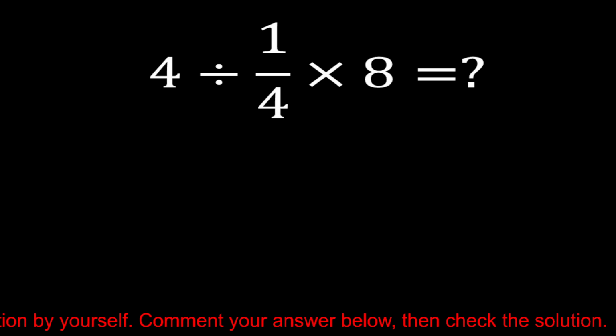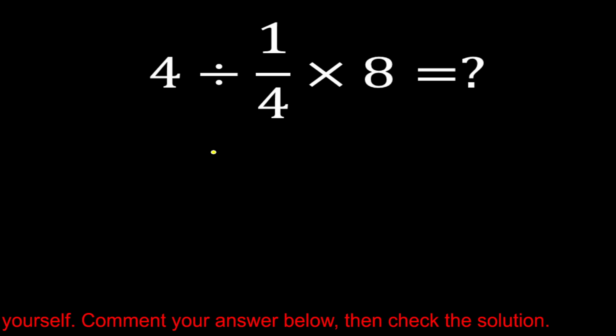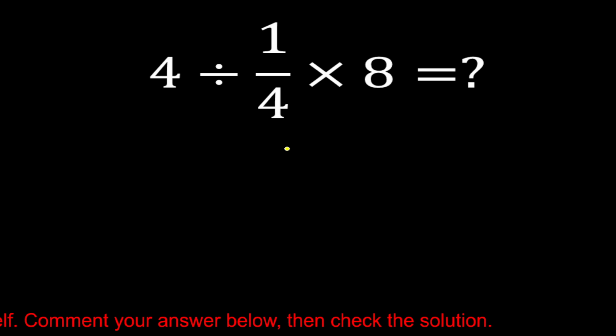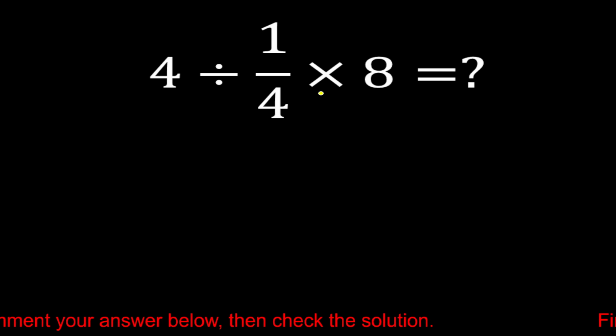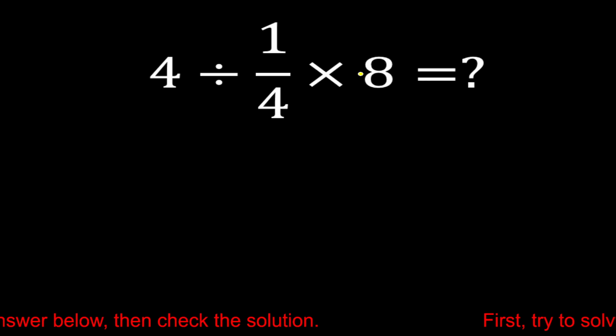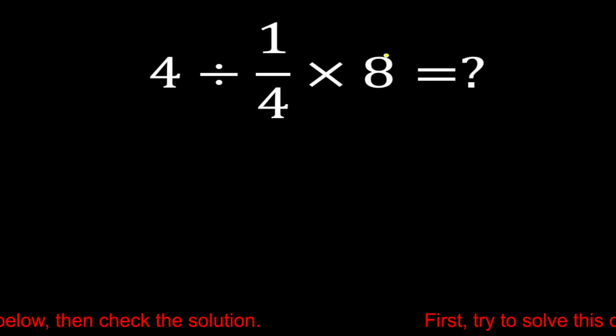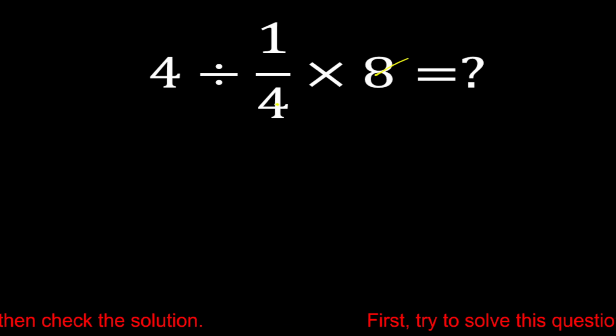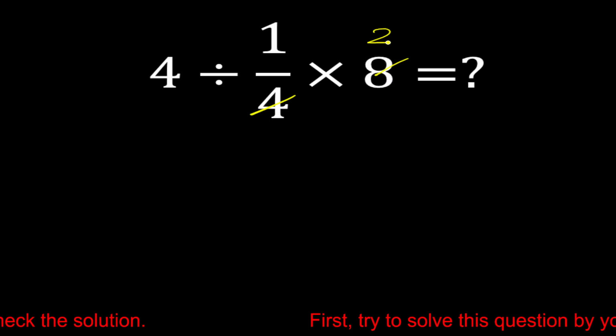So most people solve this question quickly and they are making a mistake. So let's see first what mistake most people make in this question. Okay, therefore cancel this, 8 by 4 is equal to 2.